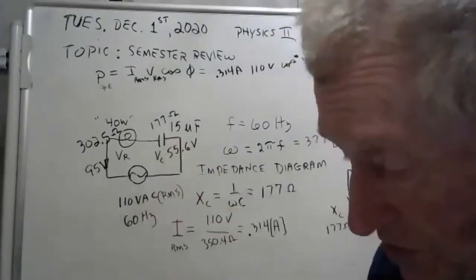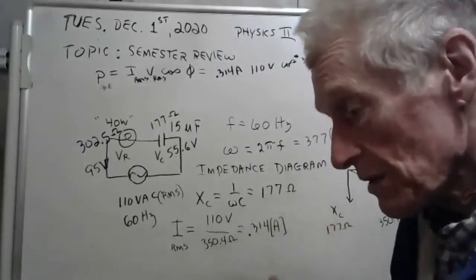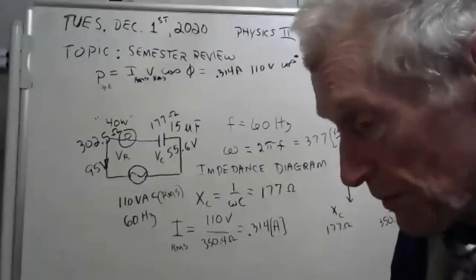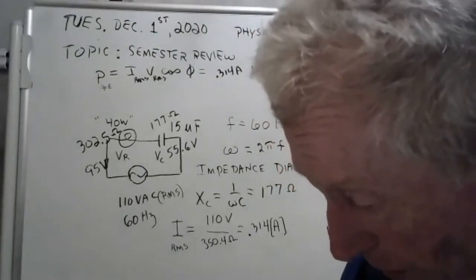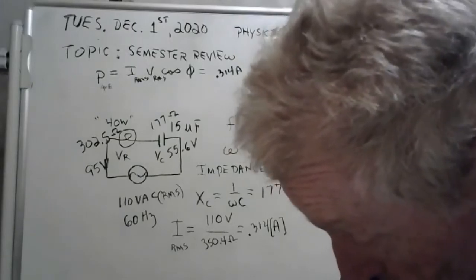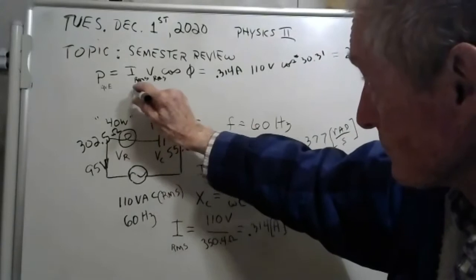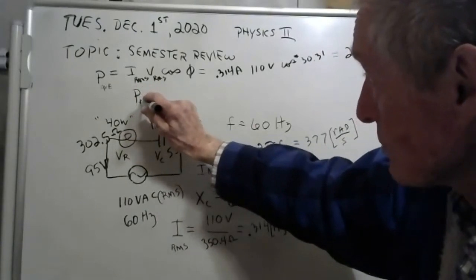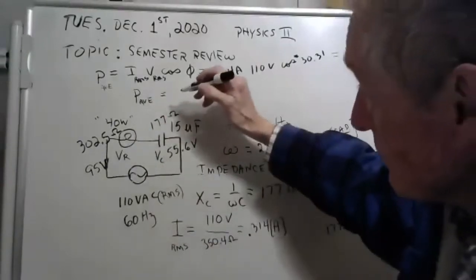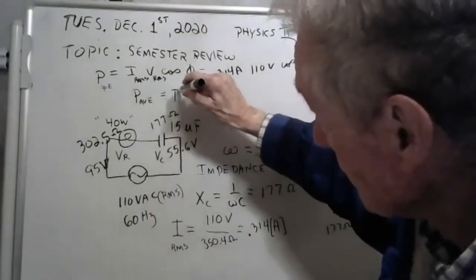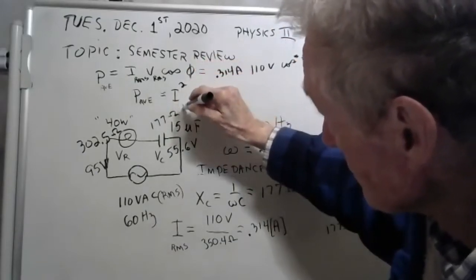The capacitor doesn't use any power. It stores energy and gives it back. Stores energy and gives it back 60 times a second. The average power of a capacitor is 0. So you can get the average power of this circuit. There's a couple of ways. One way is just to go I squared R. Now it has to be RMS.